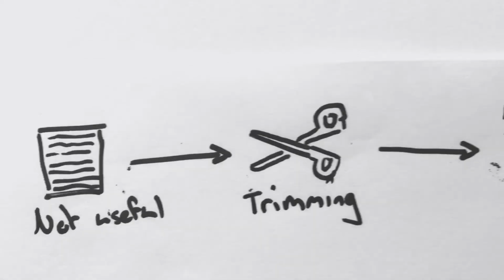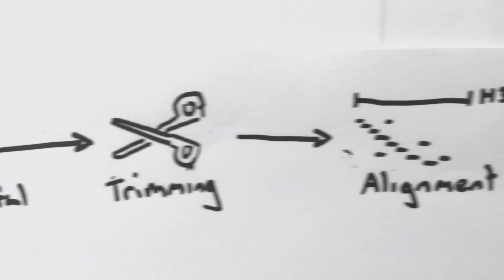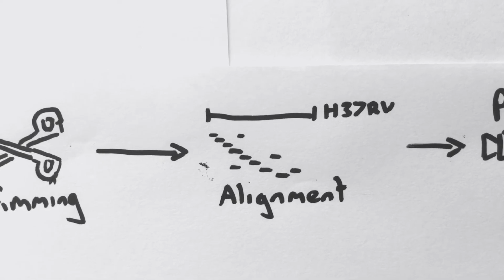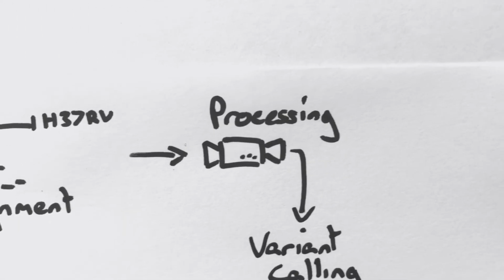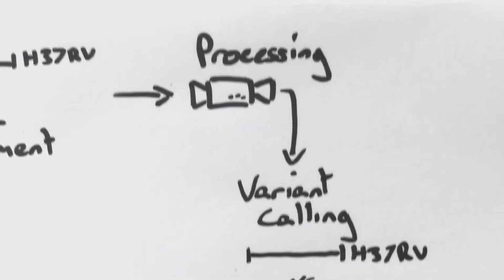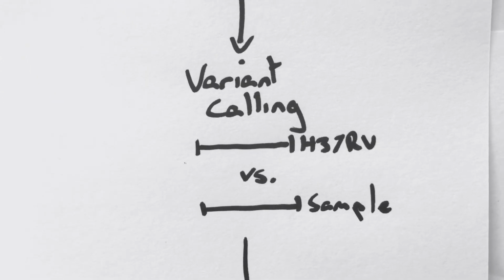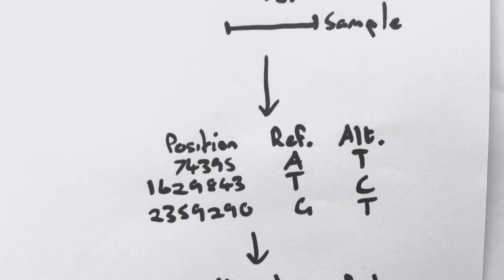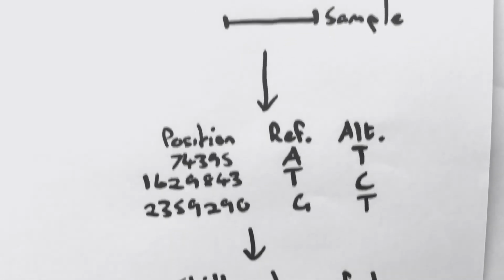Firstly, we have to trim the data to remove artifacts from the sequencing. We then align the sequences against a reference genome before performing further processing. We can then compare our data back to the reference genome to get a list of mutations present from the sample. However, this is still not particularly useful.